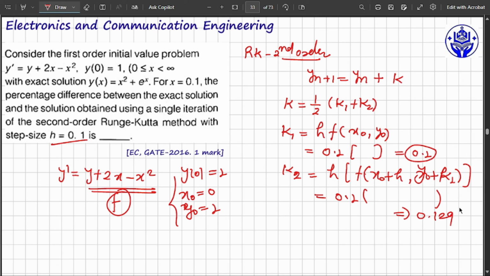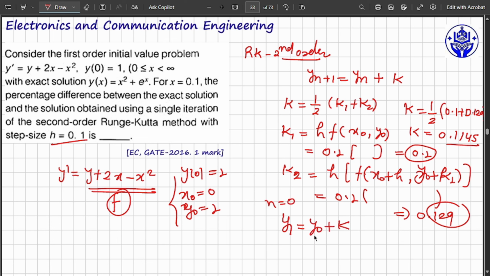Now I have k1 and k2, I can find k. So k is equal to 1 by 2 times (0.1 plus 0.129), which is 0.1145. Then what is y? If n is equal to 0, then y1 is equal to y0 plus k. Then y0 is 1 plus 0.1145, so this will be 1.1145. This will be the numerical answer.